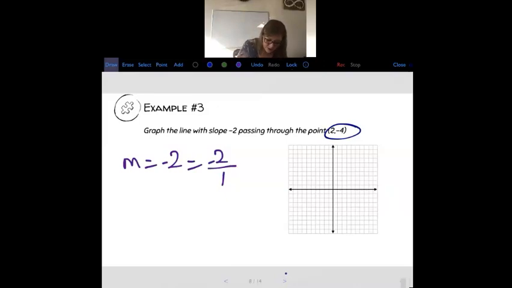Okay, so we start at (2, -4), so 2 in the positive x direction, -4, 1, 2, 3, 4. So here's our starting point. And then you use the slope to get to the next point. So we'll go down 2 over 1.